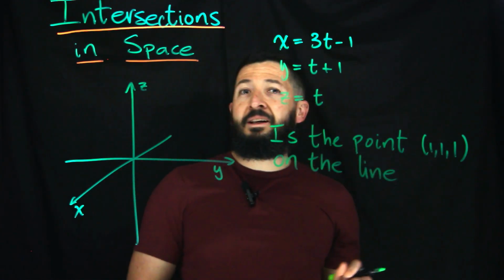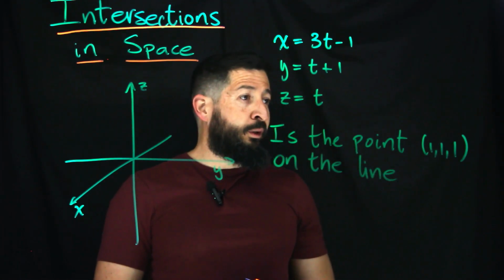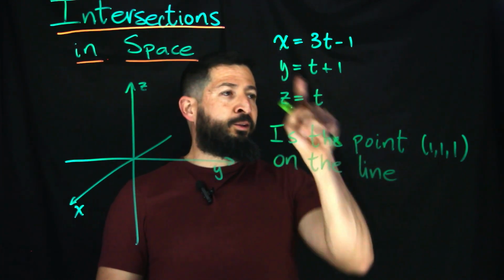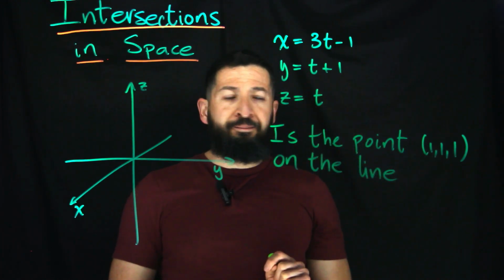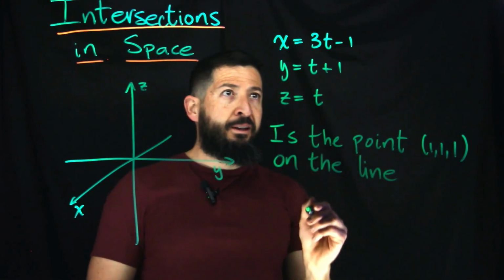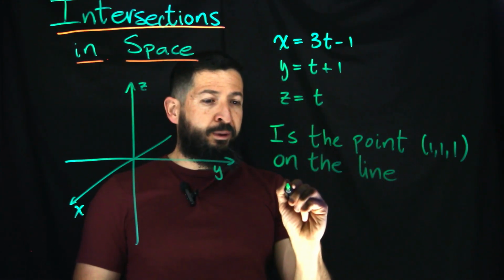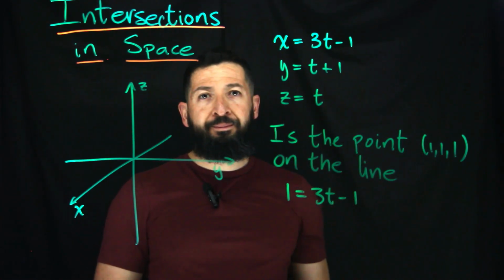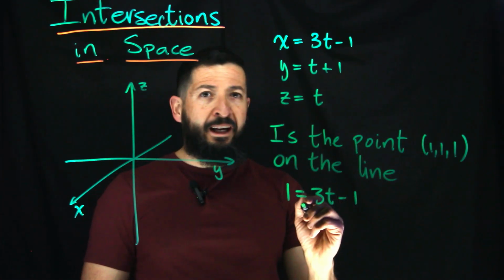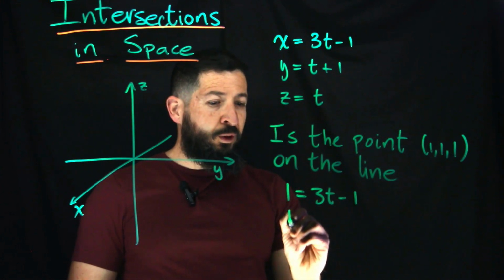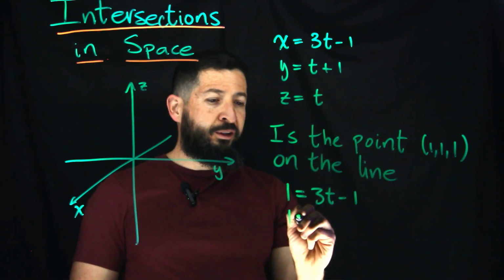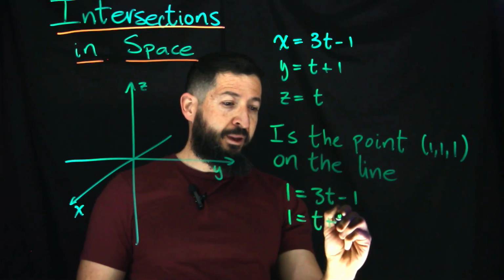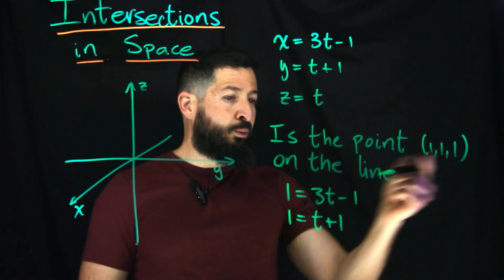All right, so let's see if that is the case. So what you would do is you would set your x coordinate equal to the x coordinate that you're given. So in this case, x is going to be 1 equals 3t minus 1. Then you would set the next one, which is going to be 1 for the y, equal to t plus 1. And lastly, you would do 1 for the z.